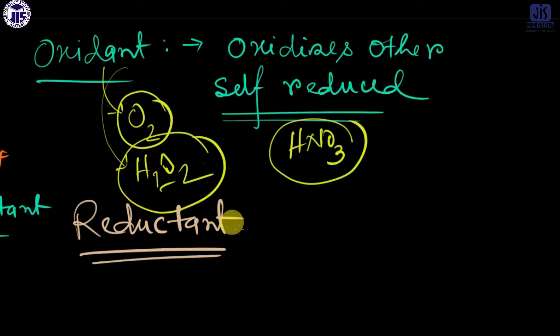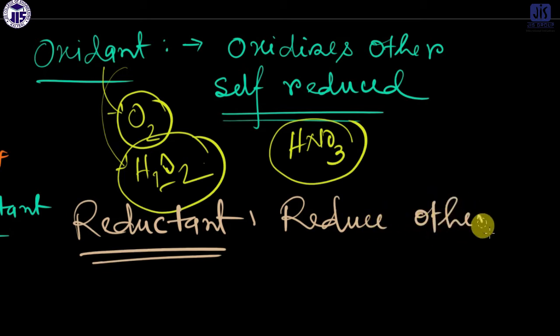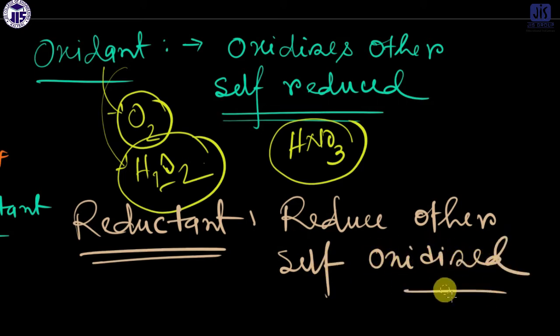Now what is the reductant? A reductant means which reduces other, and it will be self oxidized. So reductant and oxidant, these two names are very much related with the others. That means if it is an oxidant, then obviously it oxidizes other. If it is a reductant, then it reduces other, and obviously the opposite thing will happen with this particular compound.